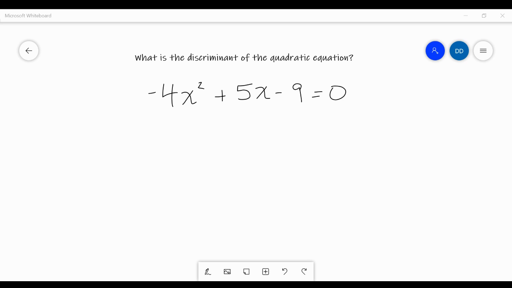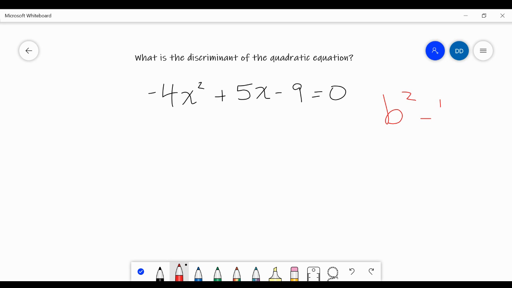Everyone, so today's lesson is how do we find the discriminant of this quadratic equation. So the first thing that we need to do is identify what we need to find the discriminant, okay? So the formula for this is b squared minus 4ac, and if you're familiar with the quadratic formula, it's part of the quadratic formula, okay?